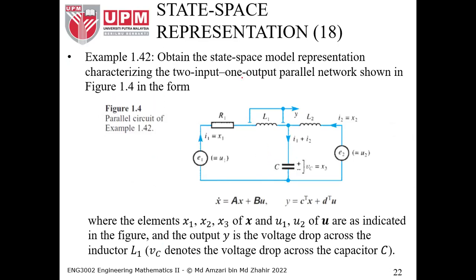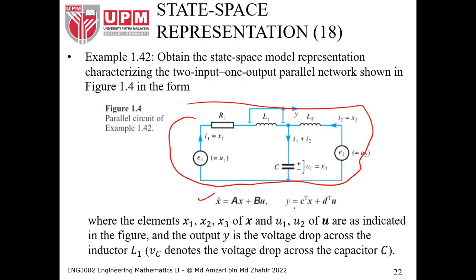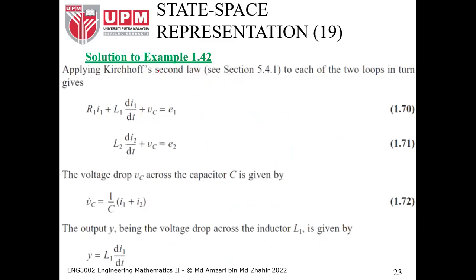Obtain the state space model representation of the two-input, one-output parallel network. So this is the network in this figure, and you need to obtain the state equations for it. The elements x1, x2, x3 and u1, u2 are indicated in the figure. The output y is the voltage drop across the L1 inductor, and VC denotes the voltage drop across the capacitor. To solve this, you need to use Kirchhoff's second law.